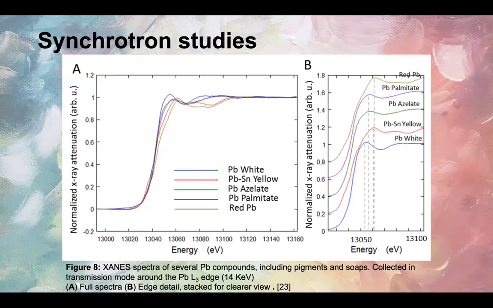We've also done synchrotron studies to look at these various carboxylates. And we have shown that microXANES cannot differentiate the soaps from each other, but they can differentiate the soaps from the original pigments. Synchrotron techniques can also be used as imaging, as I showed you a couple of slides ago with the X-ray tomography data, which lets us determine the porosity and the pigment distribution in the paint films.